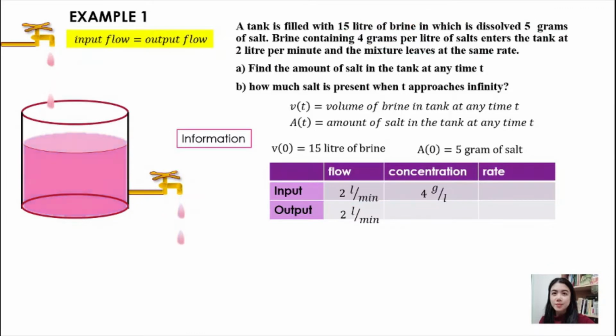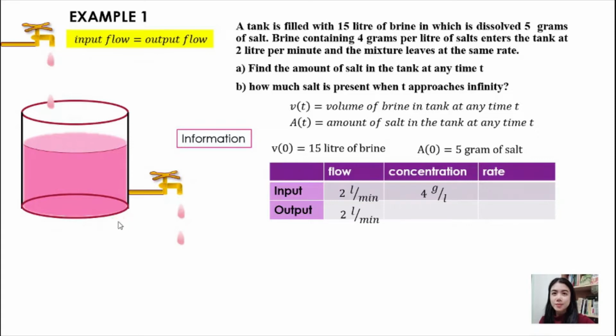Okay, the solution in the tank will be constant, it will not change, because the input flow is equal to the output flow. What happens if initially you have 15 liters of brine, and the solution is constant? It means your V(t) will also be the same. Initially it's 15 because the input is equal to the output flow. Then as time goes on, the volume of the solution in the tank will also be 15, because it will not change.